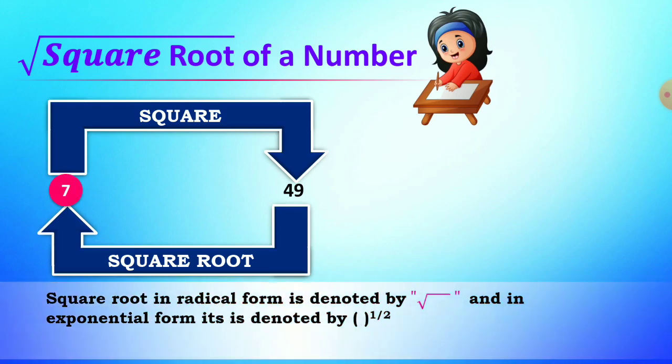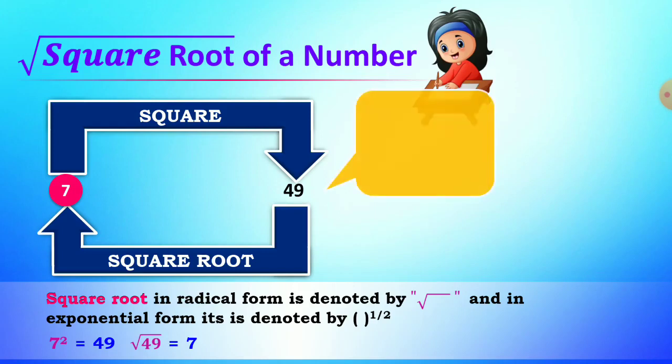The square root in radical form is denoted by the radical sign, and in exponential form it is denoted by raised to 1 upon 2. So here, students, how can we write it? If 7 squared is 49, we write the square root of 49 is equal to 7.